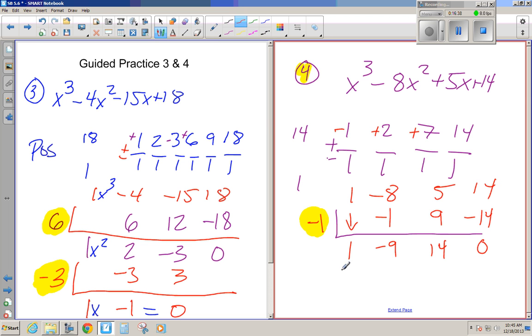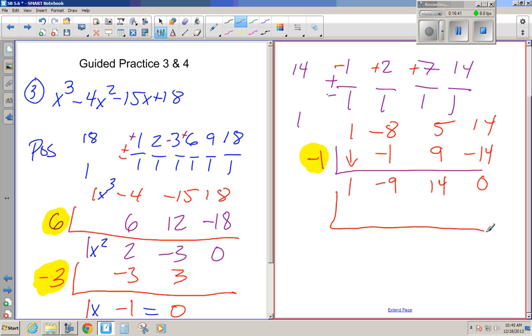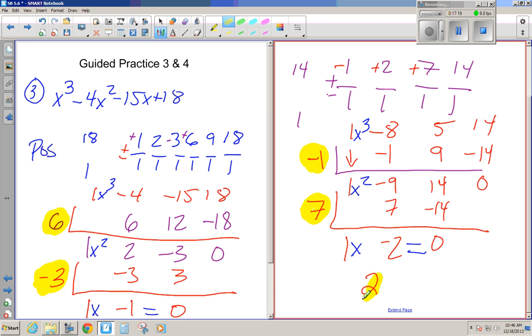Now from here, set up synthetic division again. This time, let's use the big number 7. Drop down the 1, multiply, add, multiply, add. Remainder of 0. That tells us that 7 for sure is a possibility. And we went from, like we've been doing, an x cubed to an x squared, now to 1x minus 2 equals 0. So my last 0 ends up being a 2.